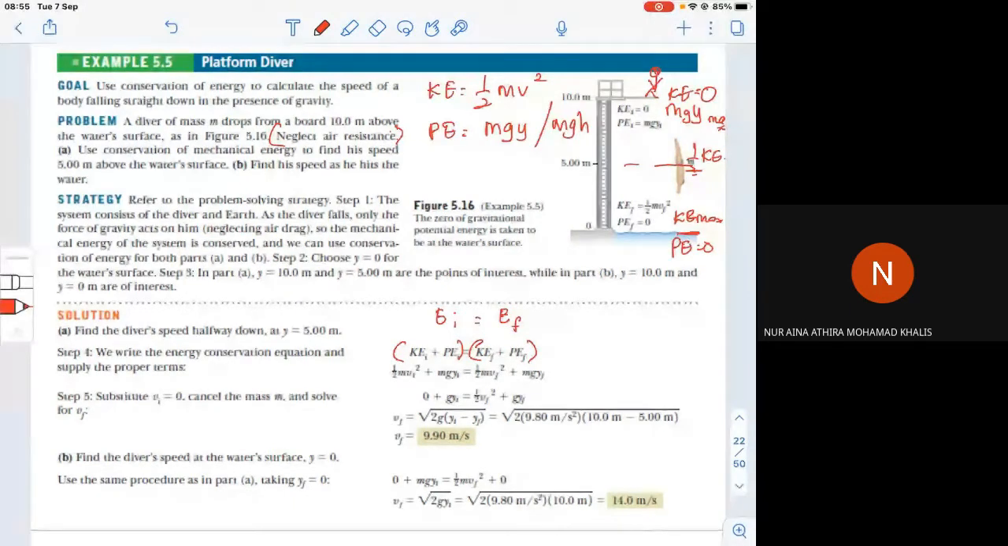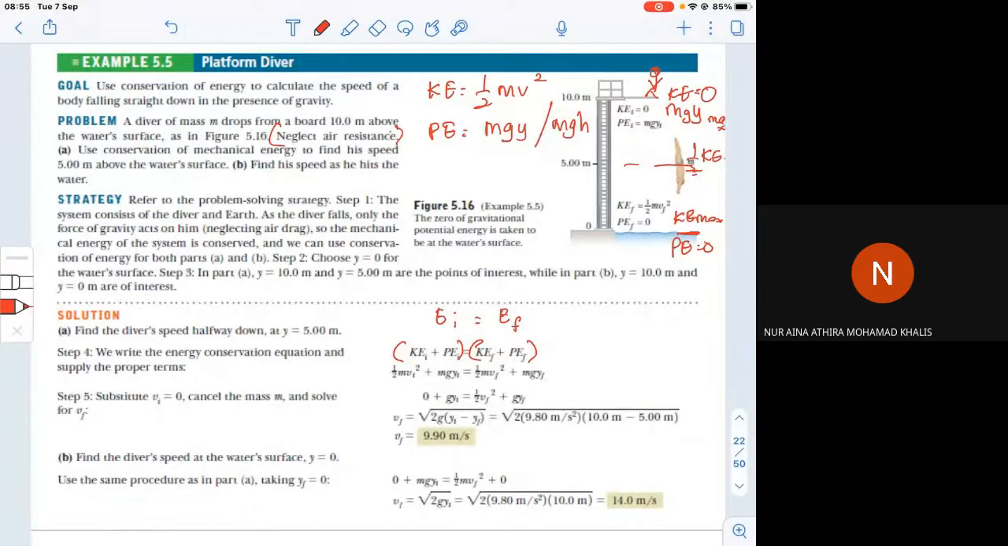Okay, mgy initial plus KE initial is equivalent to half mv final squared plus mgy final. And then after that, you define your situation. For example, for this diver, you want to calculate the final velocity at 5 meters height. At 5 meters height, the potential energy is still there.